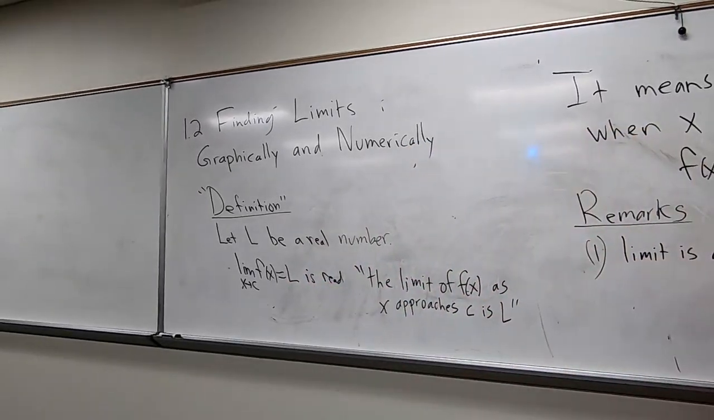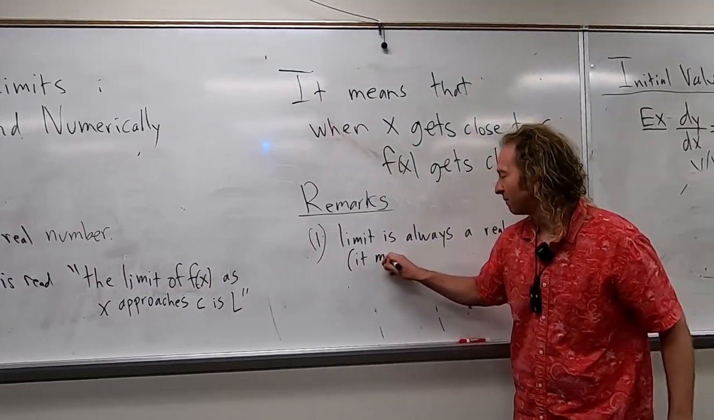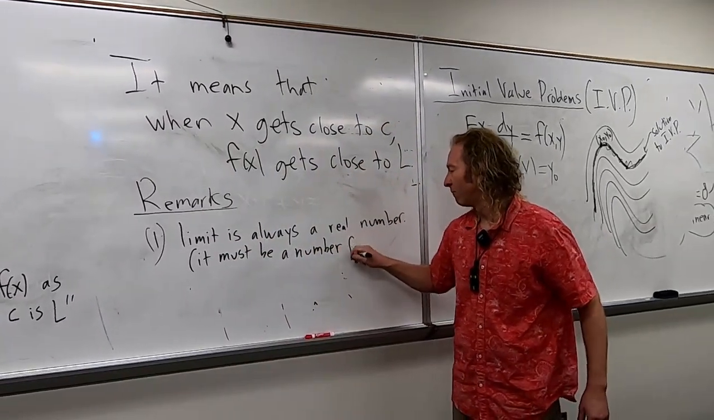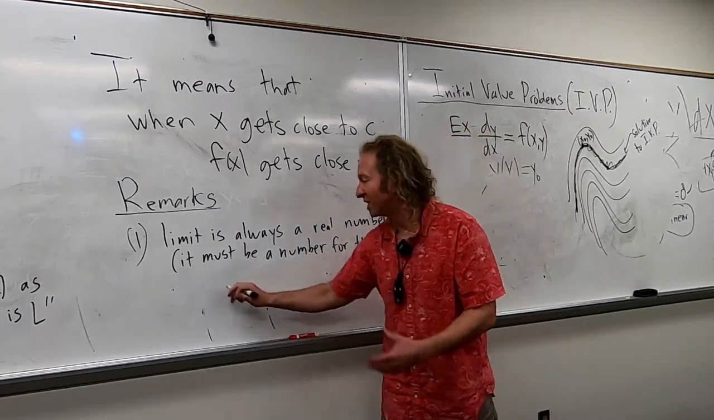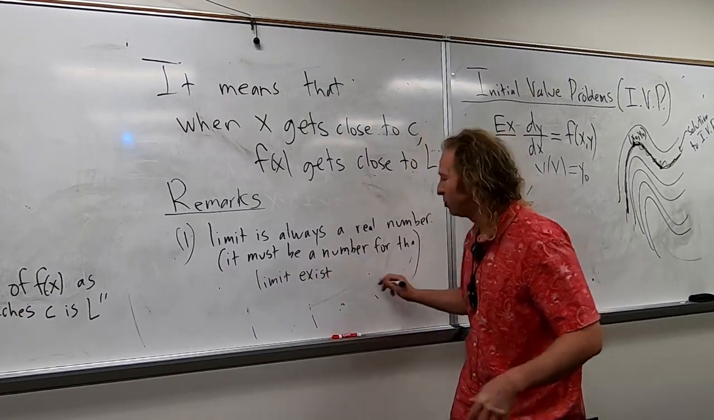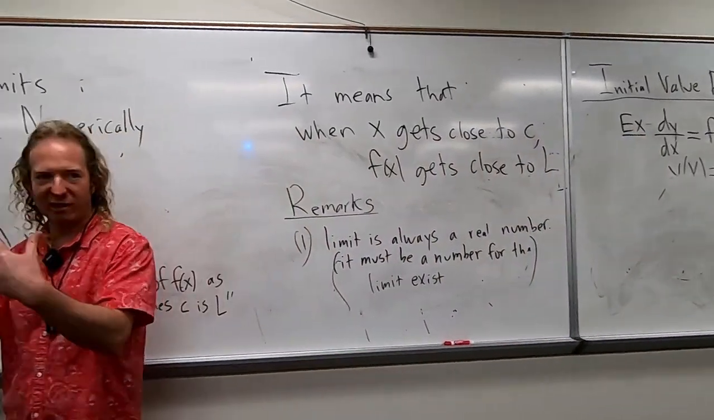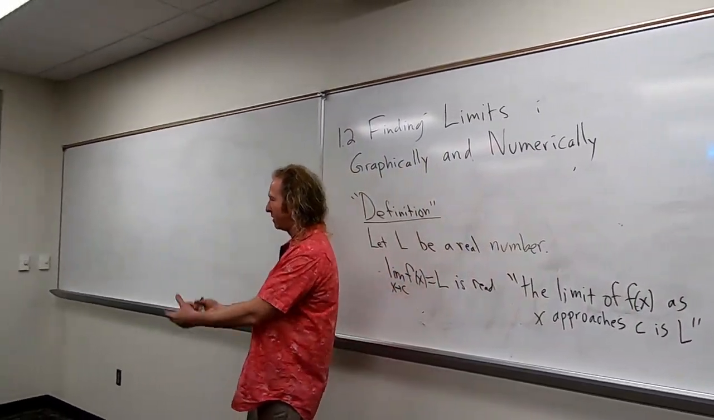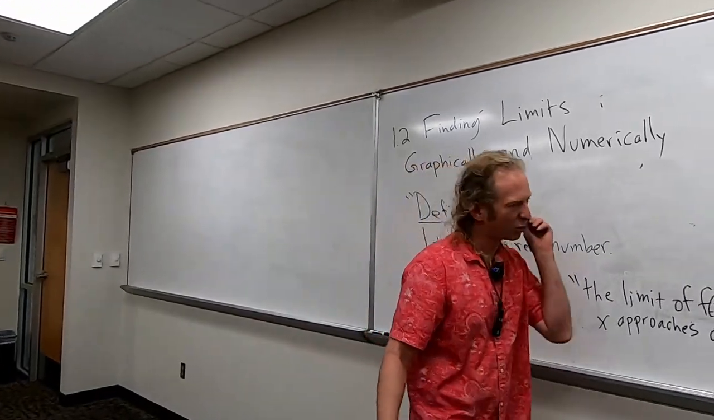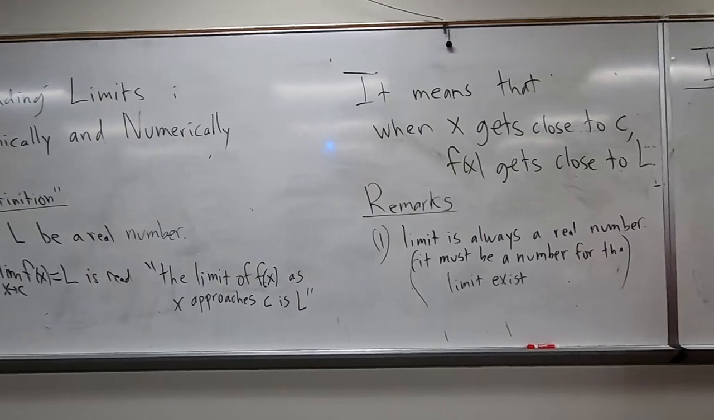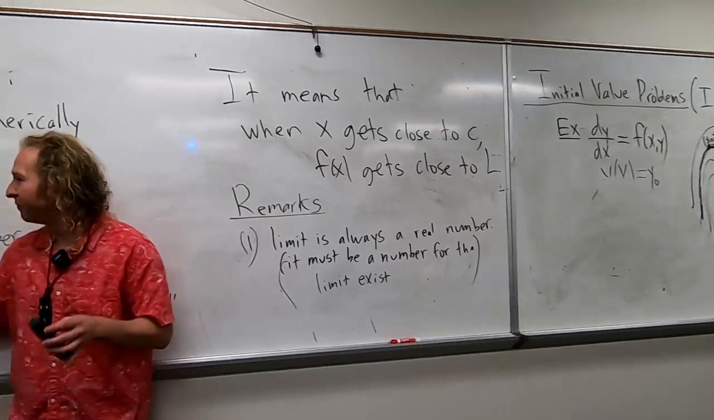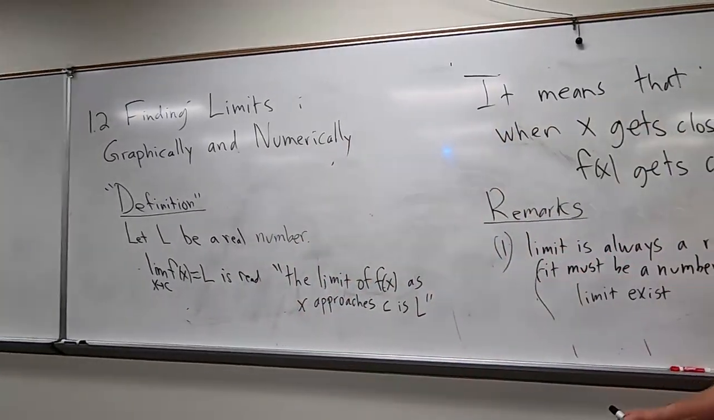So the limit is always a real number, so it must be a number for the limit to exist. So we say it exists if it's equal to a number. So if we do this computation and we get like 5, we say the limit exists. If we get 7, we say the limit exists. If we get infinity, it does not exist, right? If we get -5, we say the limit exists. So it must be equal to a number. It's a subtle point because a lot of times you'll put infinity, which is fine, it's a correct answer, but in that case, technically, the limit does not exist, right? So it's got to be a number.